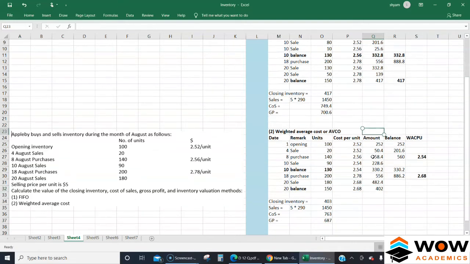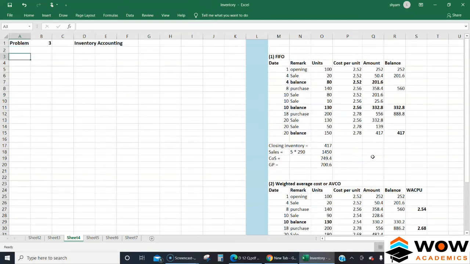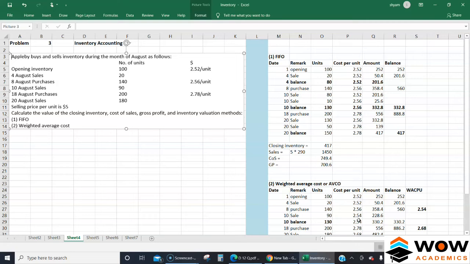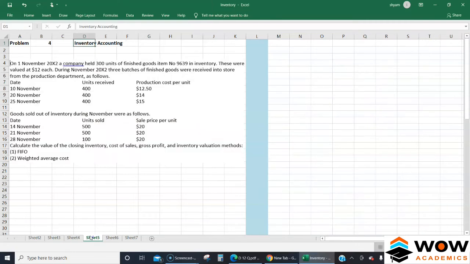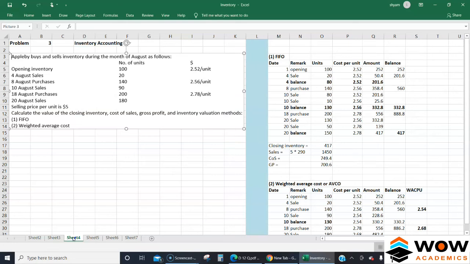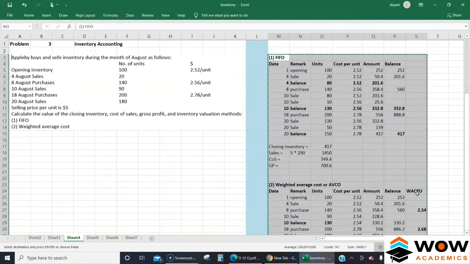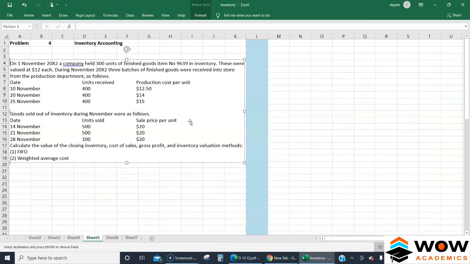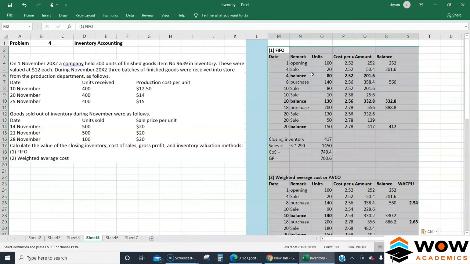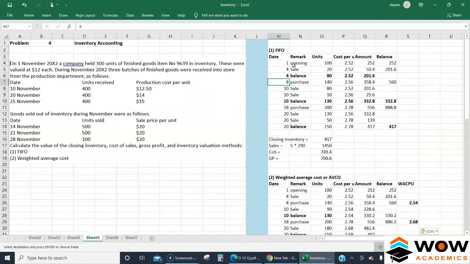And we'll see another question. Okay, so here we have another question. We will use the same format. It asks again for FIFO and weighted average, and we'll work it out.